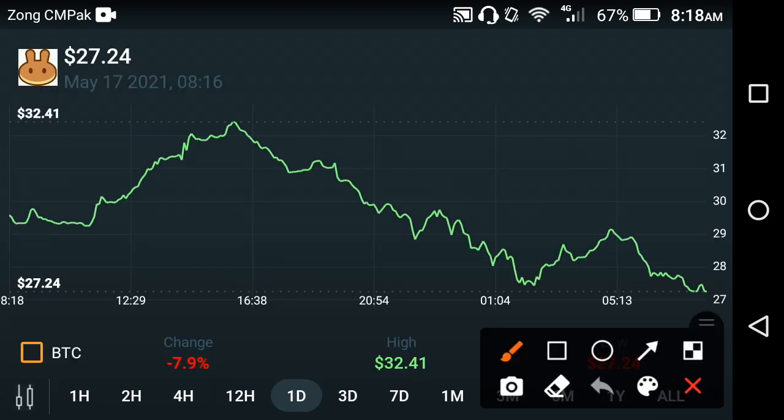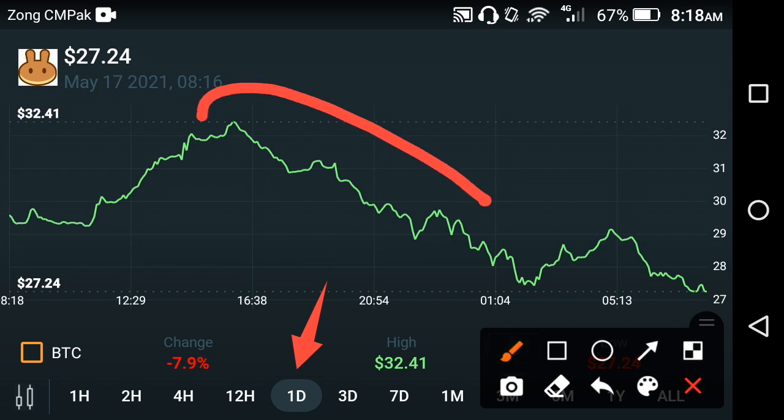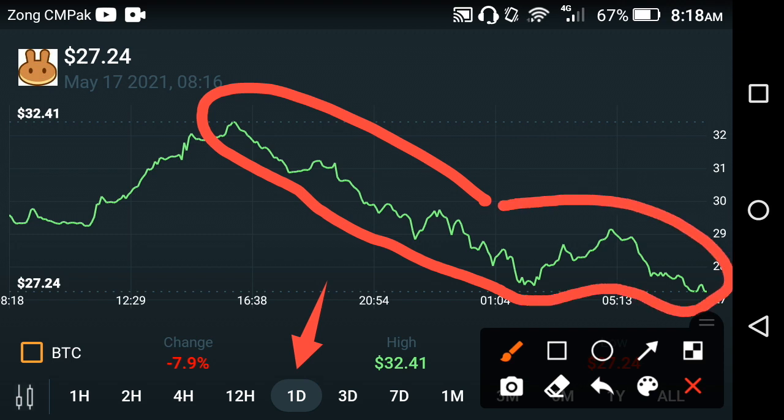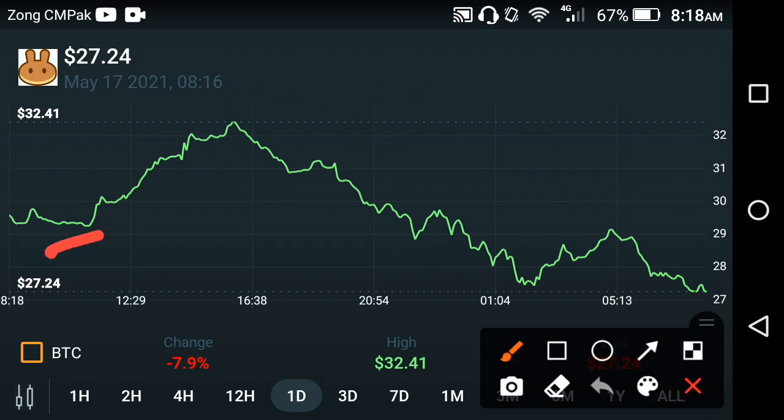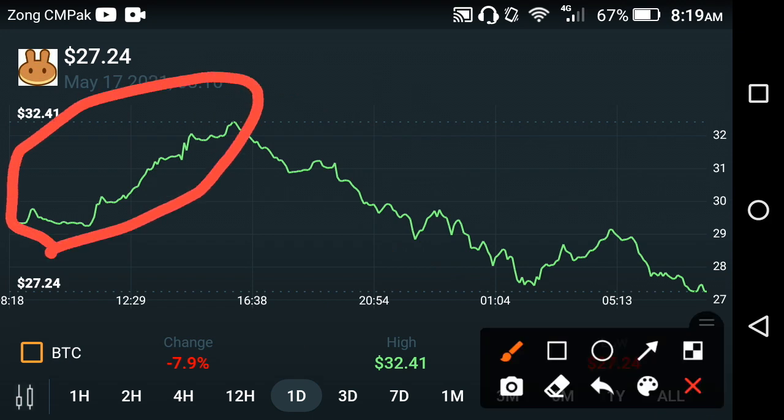As you can see here, if you look at the last 1 day price chart of PancakeSwap, a very bad dump occurred in PancakeSwap over the last 13 hours, friends. 13 hours of continuous fall occurred in PancakeSwap, as you can see here. But on the other side, friends, if you look at the price chart of PancakeSwap, in the previous time they took a jump, friends.